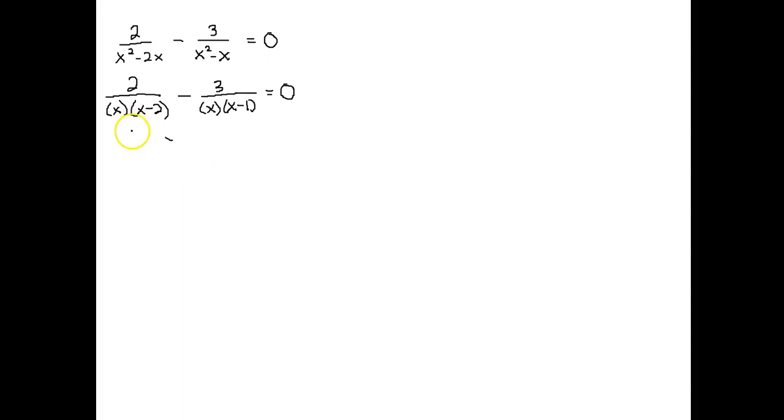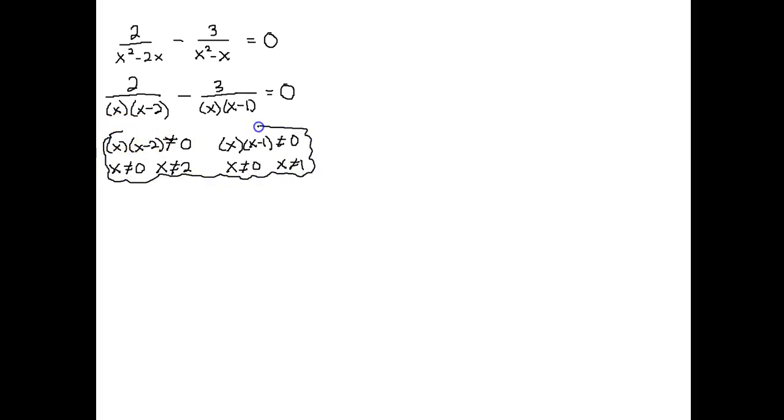All right, I've got to make sure each of these denominators never equals 0. So I've got to make sure that x times x minus 2 is not 0. That means x can't be 0, and x can't be 2, because 2 minus 2 here would be 0. Also, I've got to make sure that x times x minus 1 is not 0. So x can't be 0 again, and x can't be 1, because 1 minus 1 here would be 0. So those are the values I know that I can't have as my final answer. That's something to keep to the side and refer back to once I finish solving this equation.